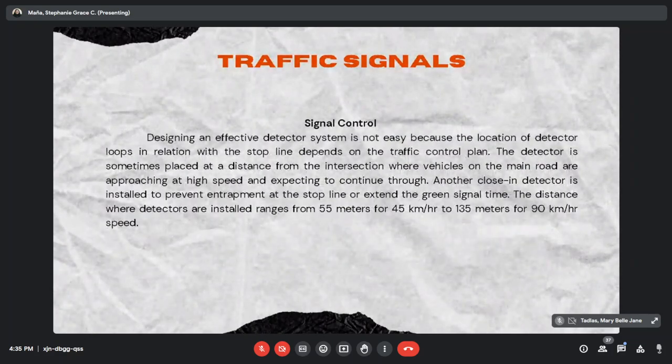Designing an effective detector system is not easy because the location of detector loops in relation to the stop line depends on the traffic control plan. So it is really not an easy button. The detector is sometimes placed at a distance from the intersection where vehicles on the main road are approaching at high speed and expecting to continue through. Another close-in detector is installed to prevent entrapment at the stop line or extend the green signal time. The distance where detectors are installed ranges from 55 meters for 45 kilometers per hour to 135 meters for 90 kilometers per hour speed. So, next slide.